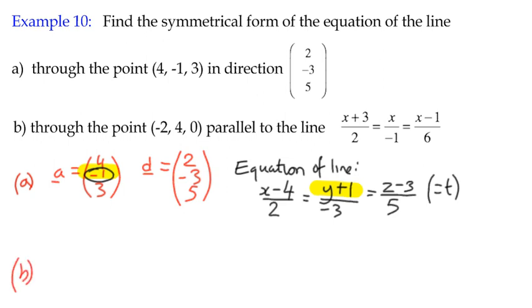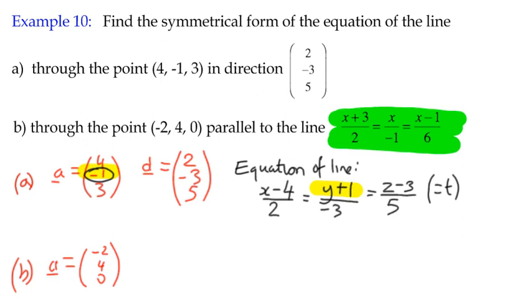Have a look at B. Find the equation of the line through the point negative 2, 4, 0. So A is negative 2, 4, 0. Parallel to the line. Now, this time we've actually got our information in another three-dimensional line. So it's about knowing where to look for our direction vector, and of course we're looking at the denominators here: 2, negative 1, and 6. So we've got D is 2, negative 1, and 6.